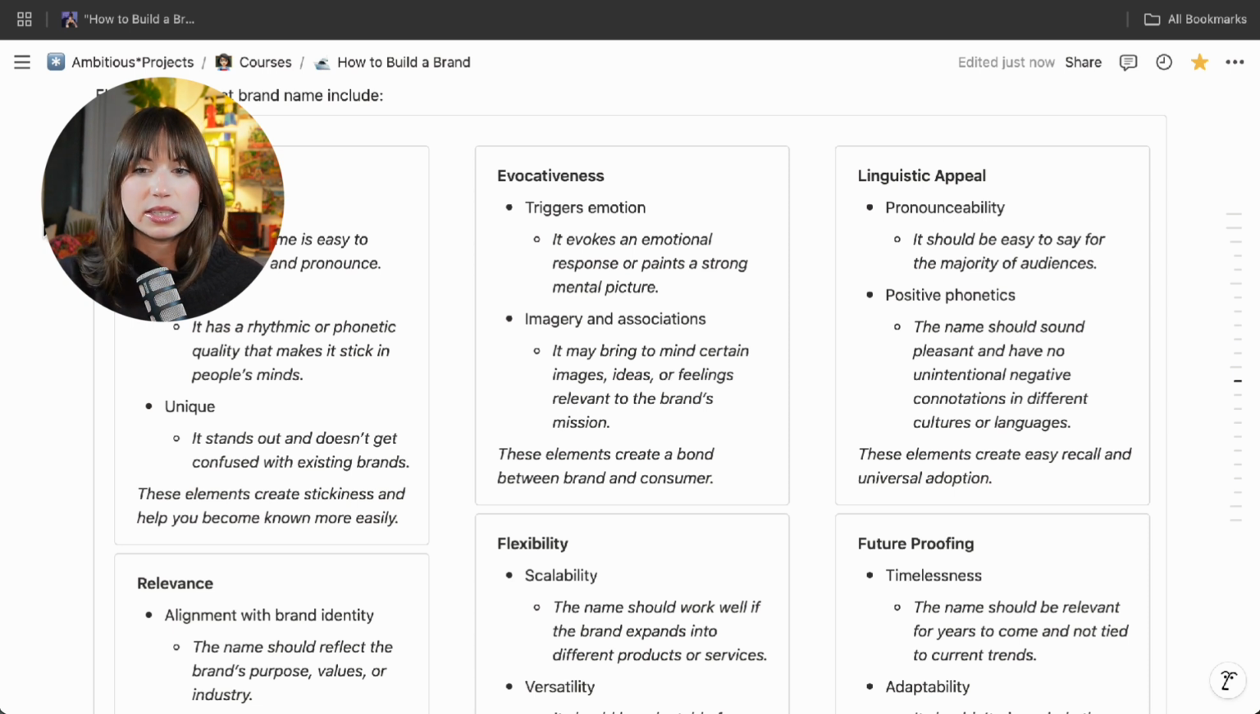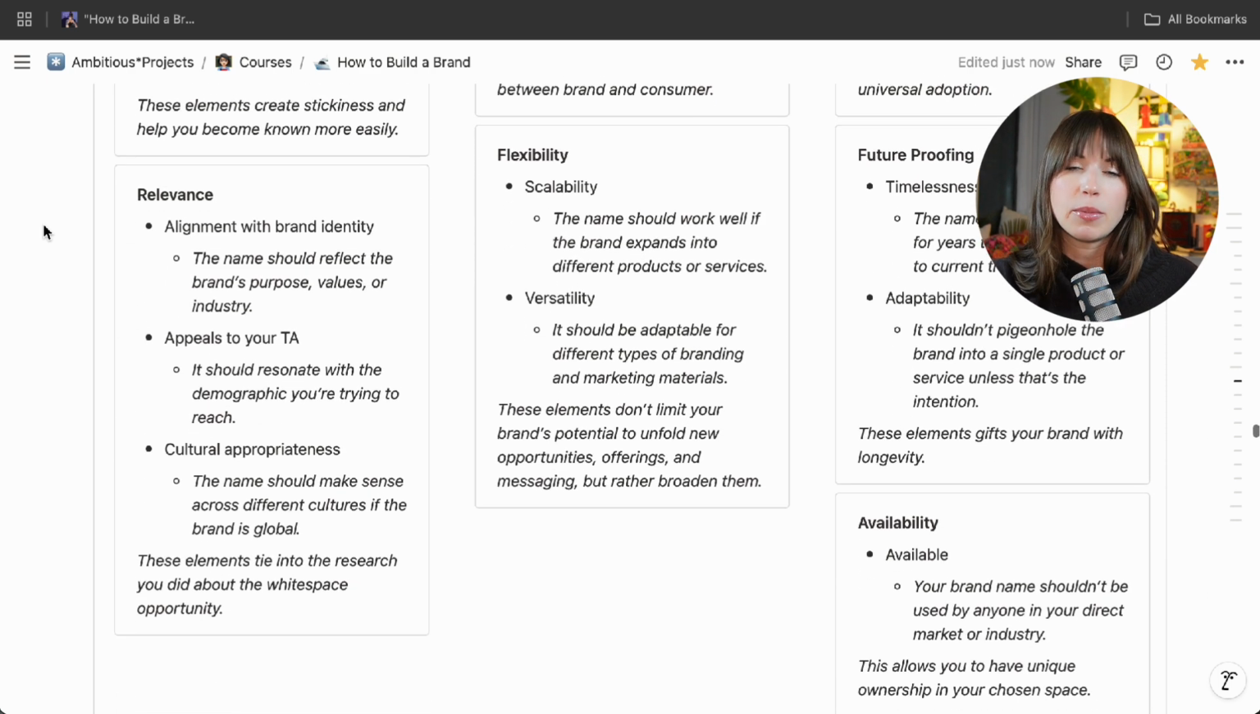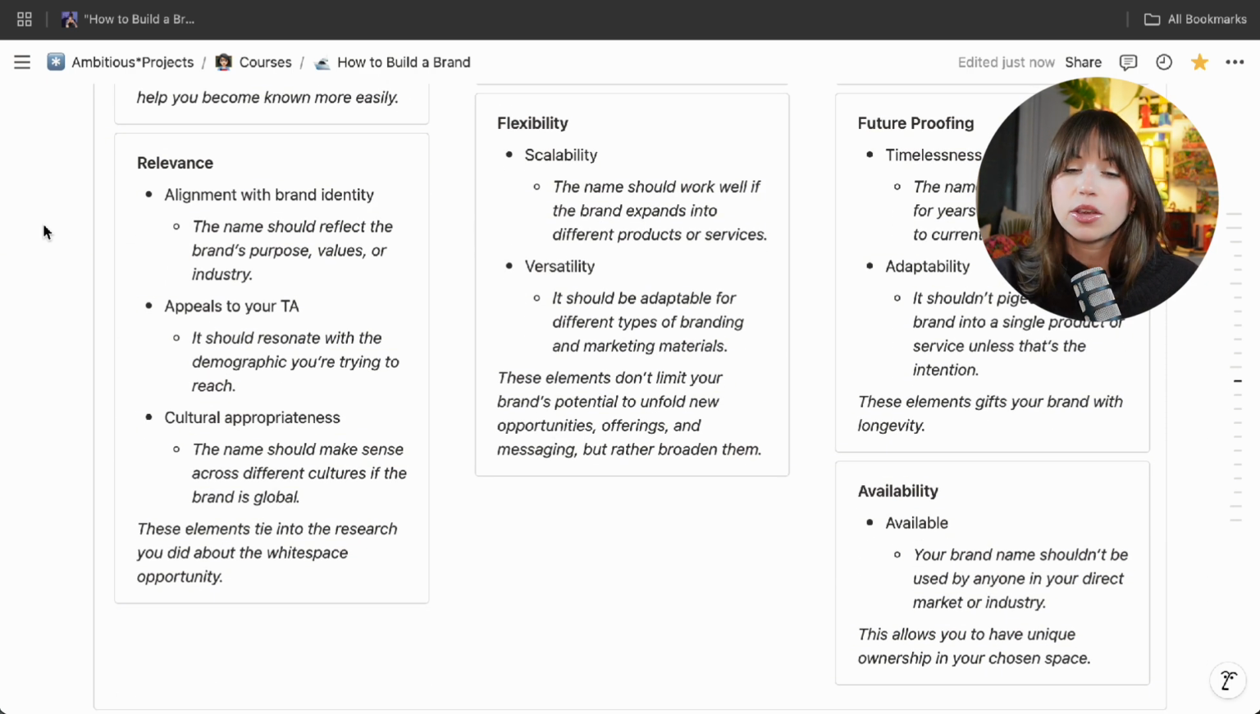It should be easy to pronounce and it should have some sort of positive phonetics attached to it. This creates easy recall for people to remember your brand name and allows for universal adoption. Relevance. We need alignment with your brand identity. That's huge. It should appeal to your target audience and it should have cultural appropriateness. These are things that really speak to who your brand is as like an entity and it really reflects the values and core offering of your brand.